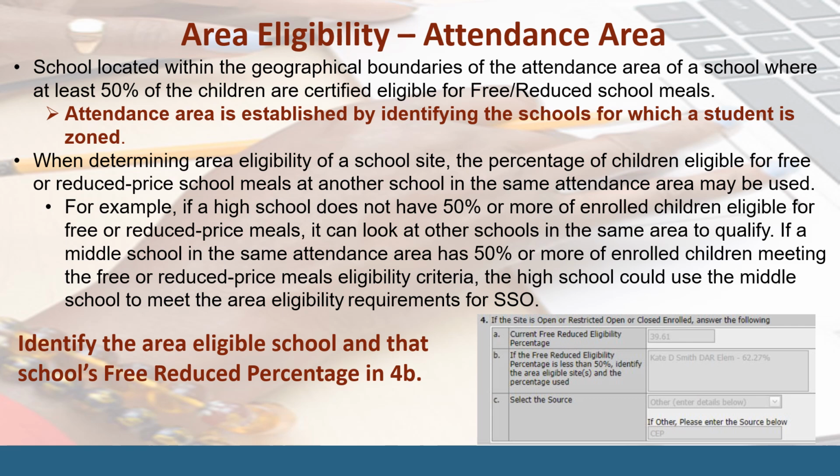For example, if a high school does not have 50% or more of enrolled children eligible for free or reduced price meals, it can look at other schools in the same area to qualify. If a middle school in the same attendance area has 50% or more of enrolled children meeting the free or reduced price meals eligibility criteria, the high school could use the middle school to meet the area eligibility requirements for SSO. This information is also identified in number 4 in the online application.